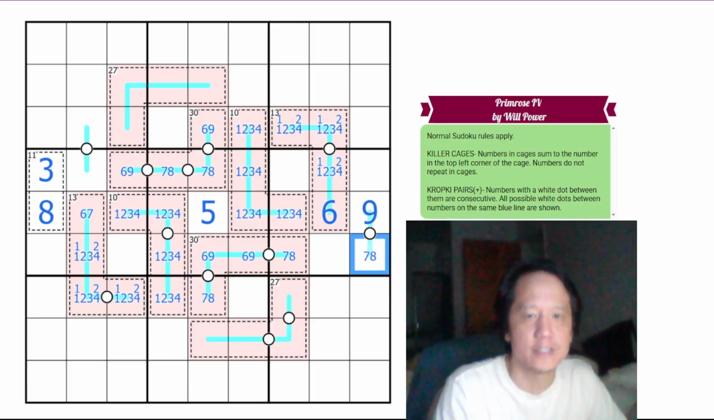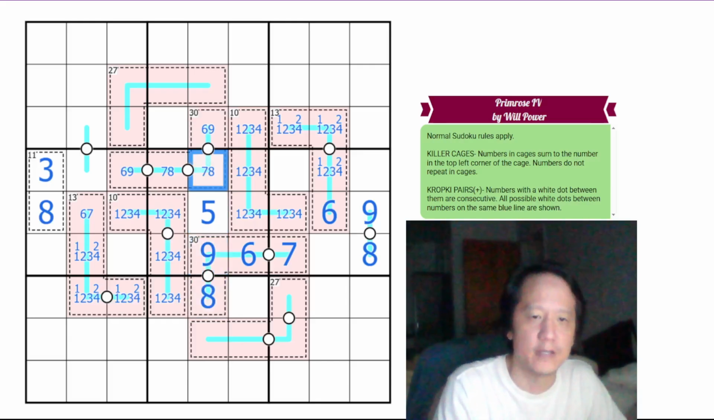9 is only consecutive with 8, so this is 8. Which makes this 7. 7's consecutive with 6 or 9. So this must be 9 and 8 here. That can't be 8. This is 7. This is 8. This 9 eliminates 9 here, so this is 6. That makes this a 9. This can't be 6, so this must be 7.